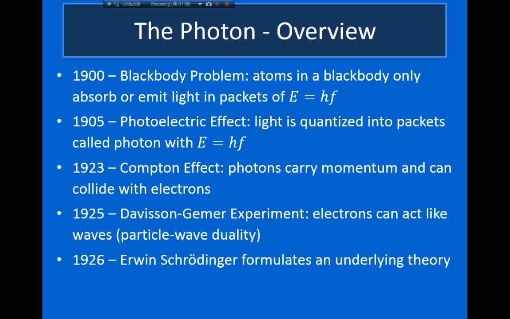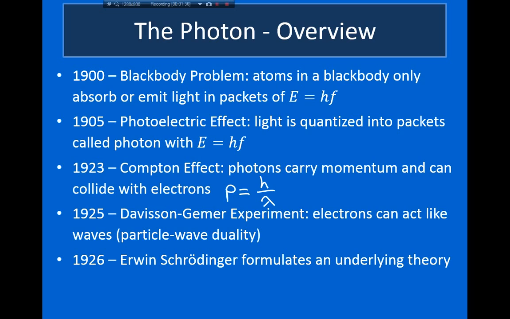Many years later, in 1923, Compton observed that light can actually collide with an electron in the same way that two particles collide. When this happens, you have conservation of energy and conservation of momentum. We also mentioned that the momentum of a photon is given by this formula here, although this formula was predicted earlier by Einstein from the theory of relativity.